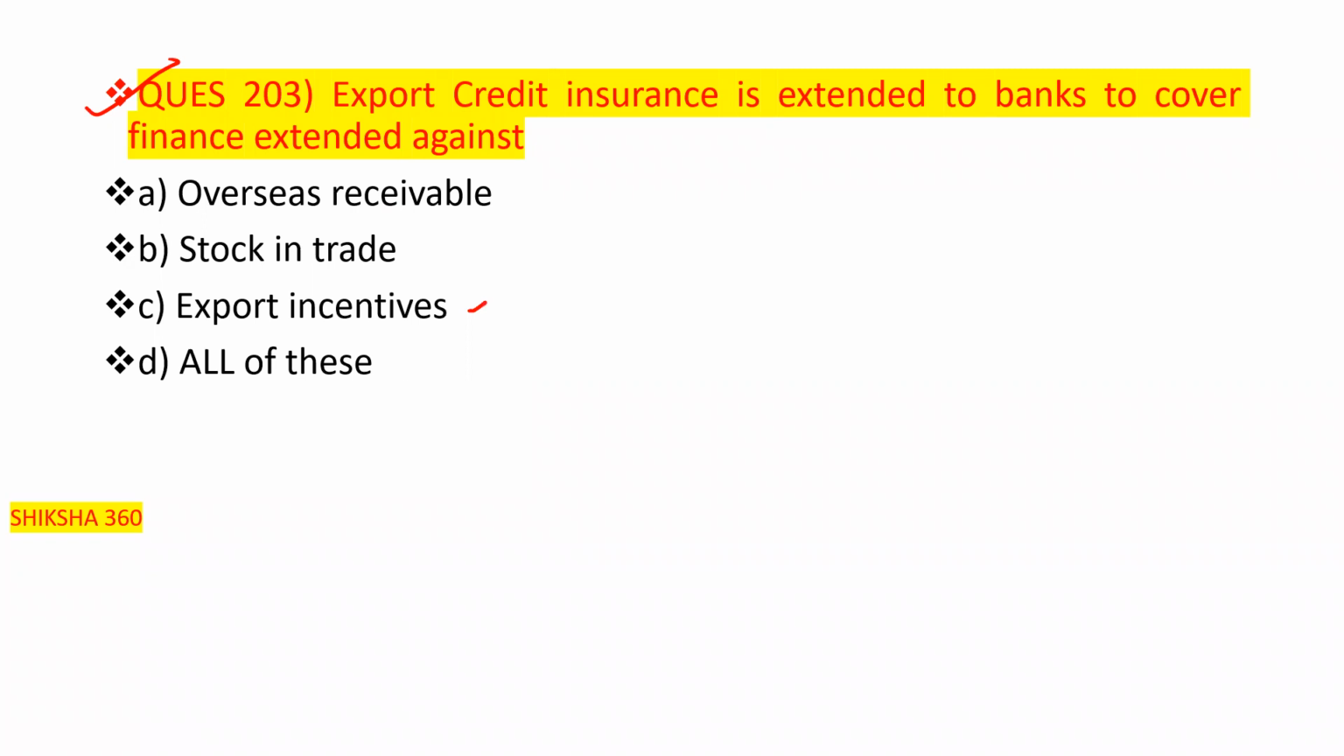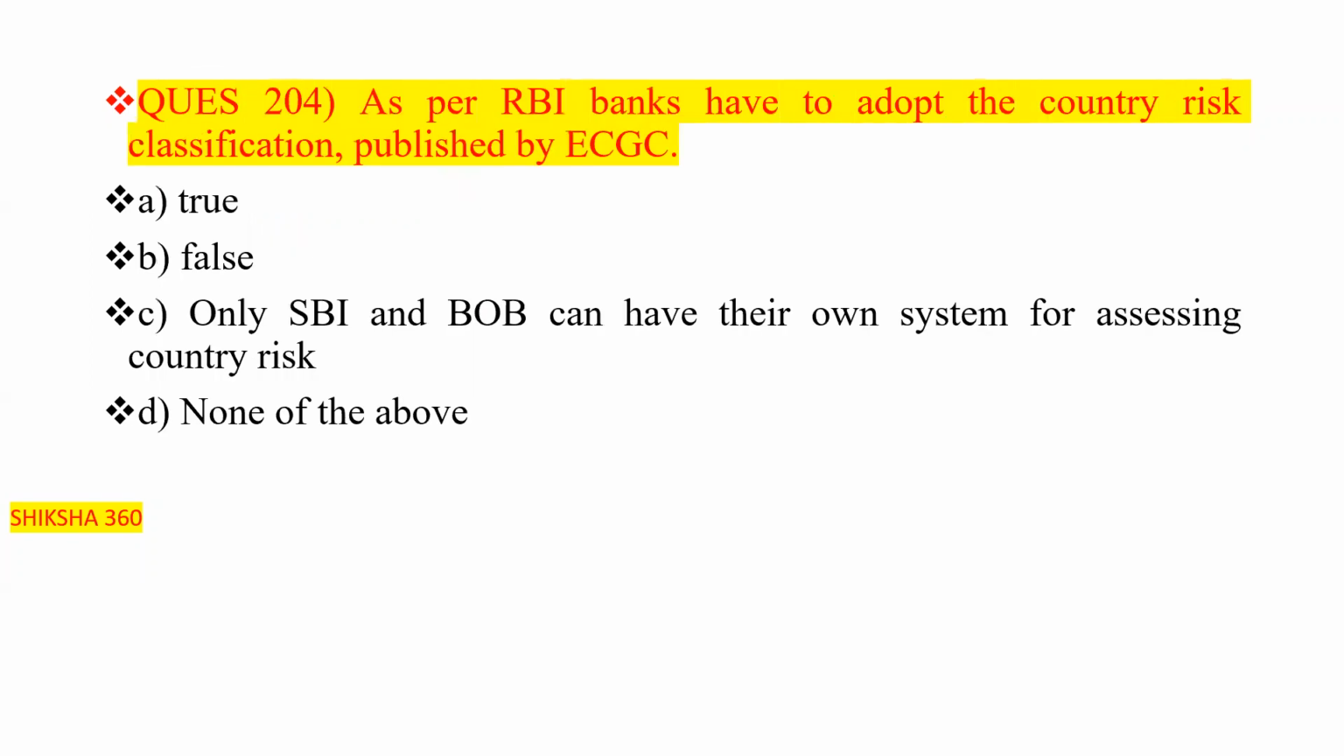So what is the correct answer? Export credit insurance is extended to the banks to cover finance extended against overseas receivable, stock in trade, export incentives, or all of these. So option A is the correct answer, that is overseas receivable. Now move to the next question, question number 204.